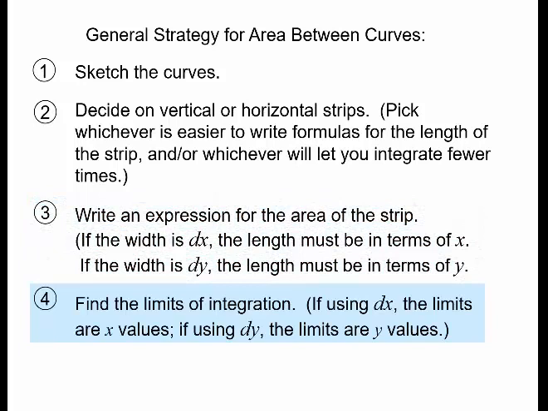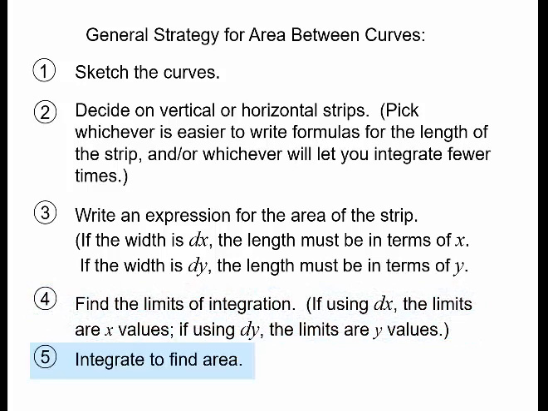Fourth one, find the limits of integration. If you're using dx, the limits are x values. If you're using dy, the limits are y values, obviously. So those are those bounds of integration. And then finally, the fifth thing, just integrate to find the area. Once you set up the integral, just go with it. Find the area.